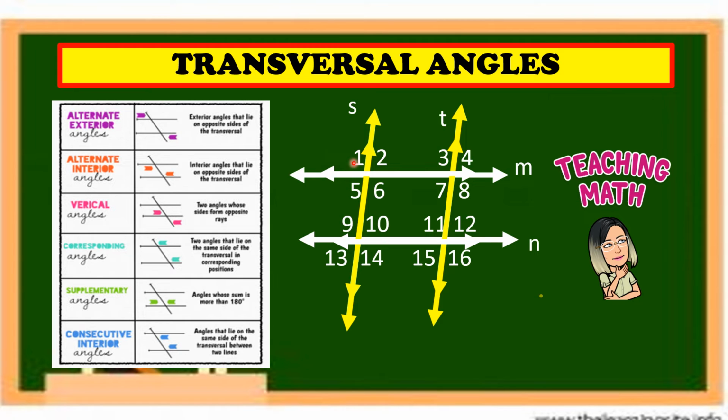We have the linear pairs. Angle 1 and angle 2. Angle 2 and angle 6. Angle 6 and angle 5. Angle 5 and angle 1.